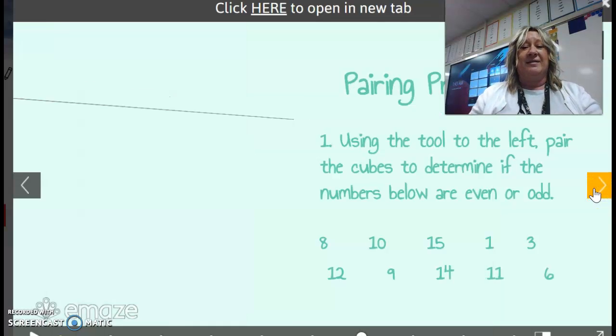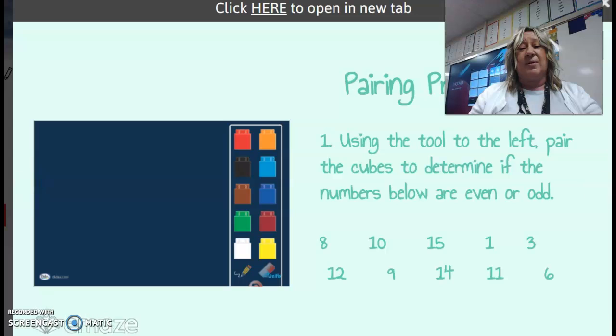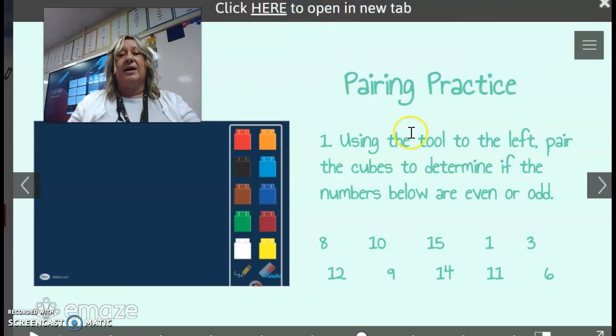It'll be an exciting challenge. All right, this next one is what I like. I'll move my picture over here so maybe we could see a little bit better, okay? It says pairing practice. Using the tool to the left, pair the cubes to determine if the numbers below are even or odd. So the first number here is 8. So we can use these blocks to determine if 8 is an even number.